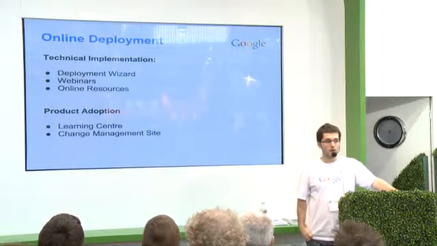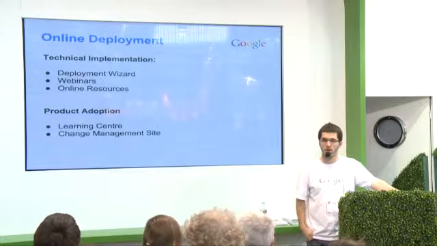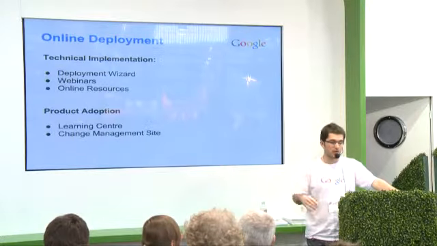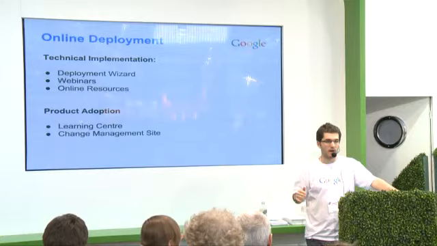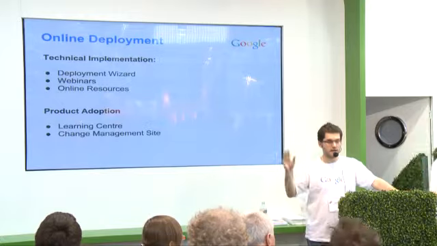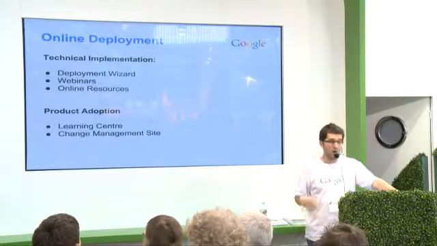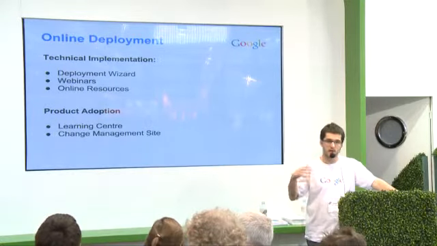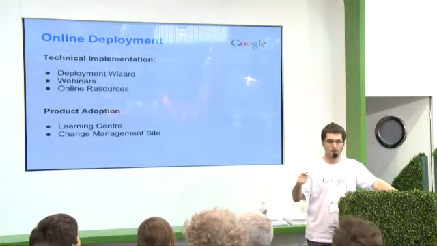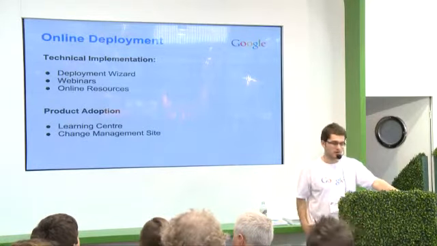So if you decide to do an online deployment, the two aspects that you want to consider are the technical implementation and the product adoption. We have created a specific application and specific content to make sure that you complete these steps correctly without any problem. I'm going to explain the deployment wizard that is built into the product, and it will guide you through the steps to get Google Apps up and running. We also deliver specific webinars every week or every other week, so you can attend those webinars and ask questions, and we will do specific demos about how to set up Google Apps. Then I'll explain which online resources you can use for this.